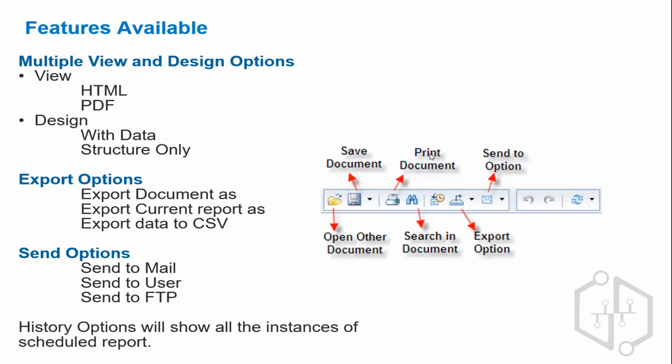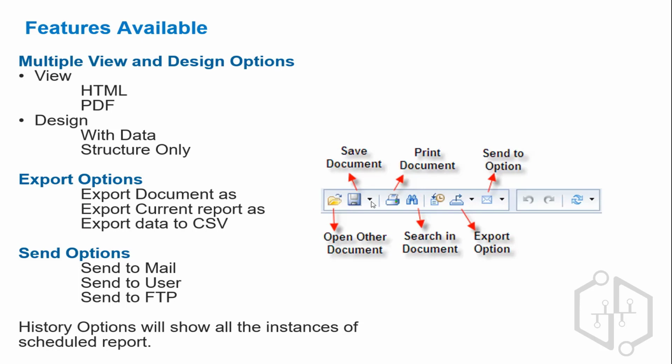These are the features available inside the Web Intelligence tool. It is like a toolbar, and these are all the options available. If you see here, file and arrow is to open other documents. If you want to open some reports, we can click on it and select the required folder name and report name. If you want to save the document, we can click on this. If you want to save as with another name, we have to click this black triangle here.